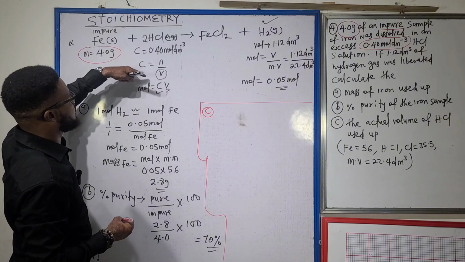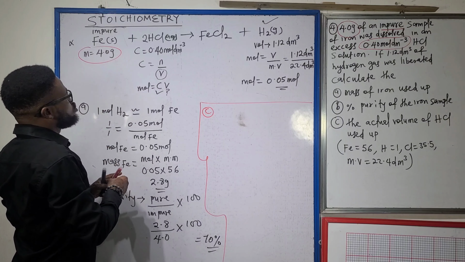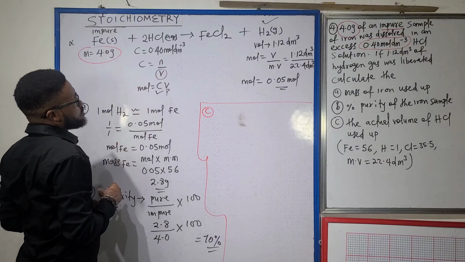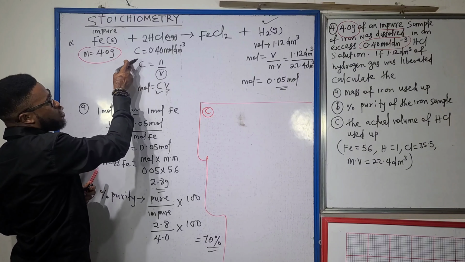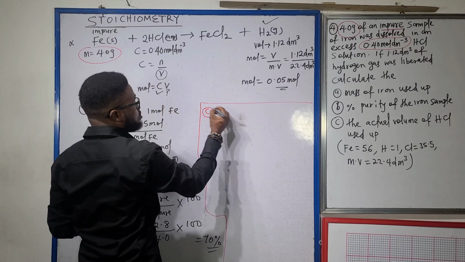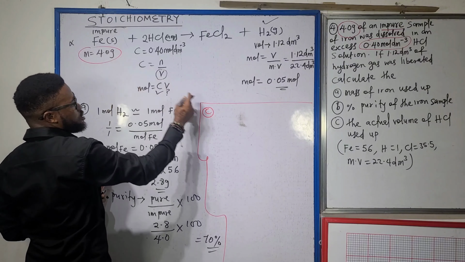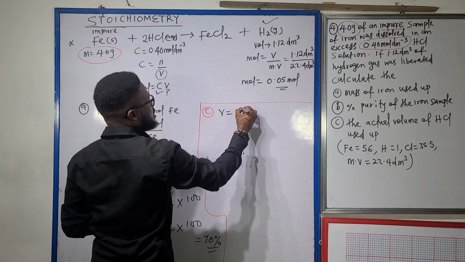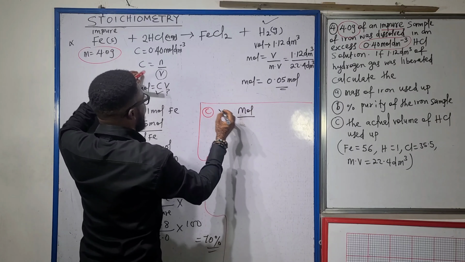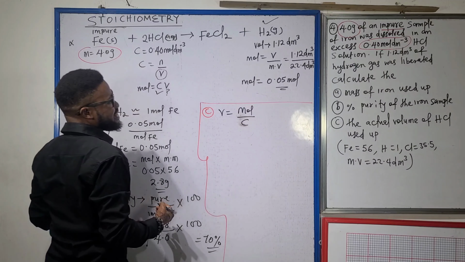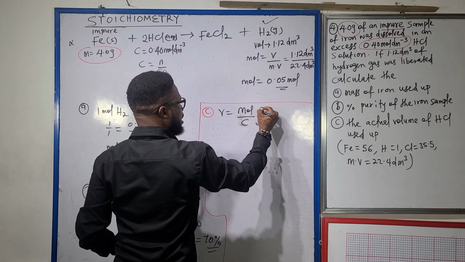Recall what I said here. I was only given concentration here. So if I'm looking for volume, it simply means I should make volume the subject. If volume comes here, concentration comes here. So volume here is actually number of mole divided by the concentration. In this case, I have my concentration, I don't know my mole.